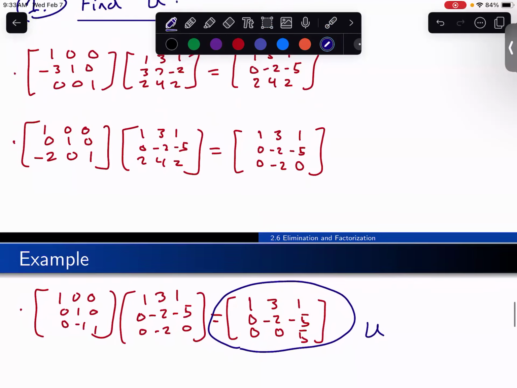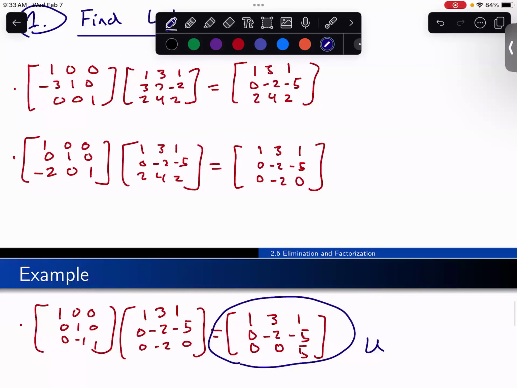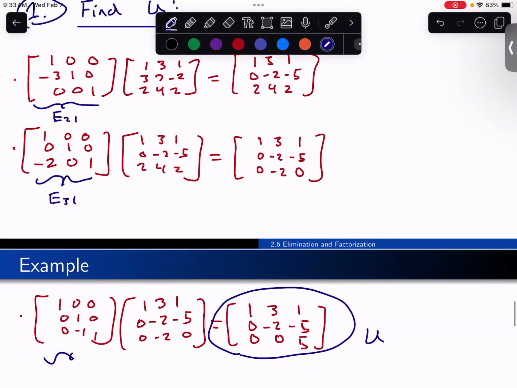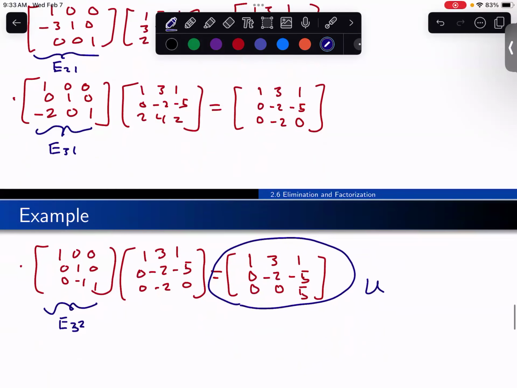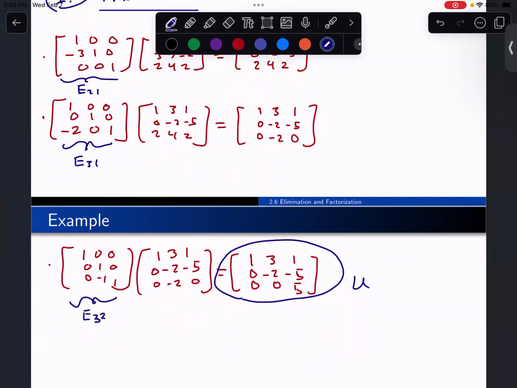And so to determine what your L is going to be, you just take each of these matrices. So this is E21, this is E31, and then this is E32. And then we have that L is going to be the product of the inverses of these matrices. So L is going to be E21 inverse times E31 inverse times E32 inverse.